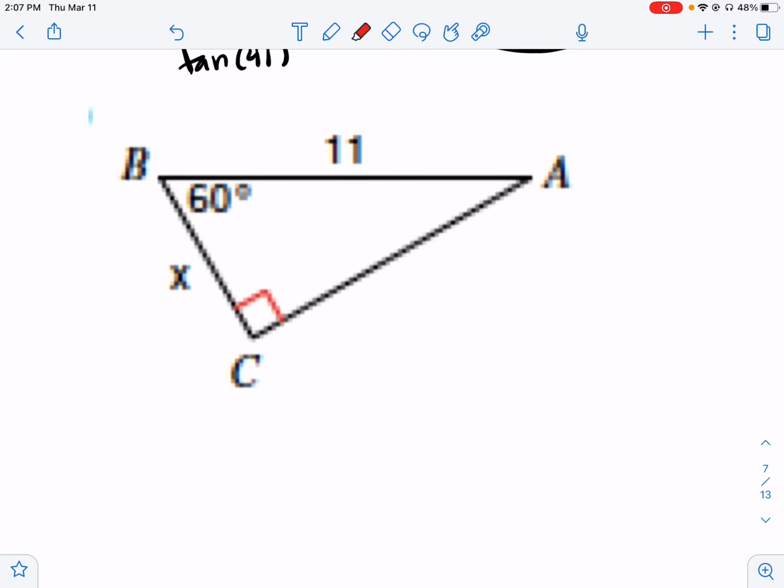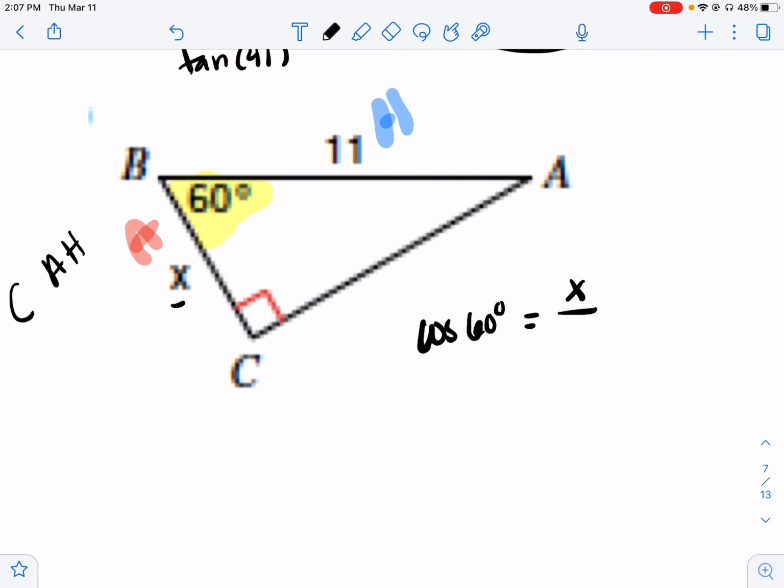Okay, so looking at this, once again, I'm going to orient myself. I have this 60 degrees. So noticing that the 2 sides that I have are the ones that actually go over it. So that means that I have my adjacent and my hypotenuse. Well, adjacent and hypotenuse, that's cosine. So I'm going to say that the cosine of 60 degrees is equal to the adjacent, which is x, over the hypotenuse of 11.